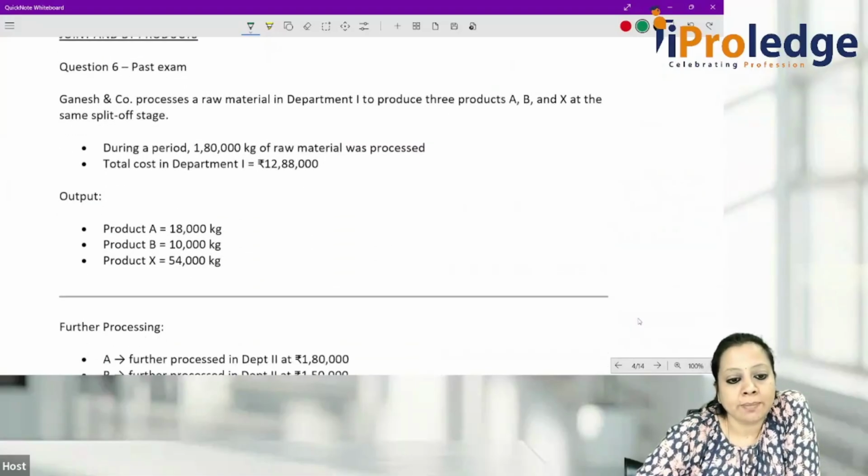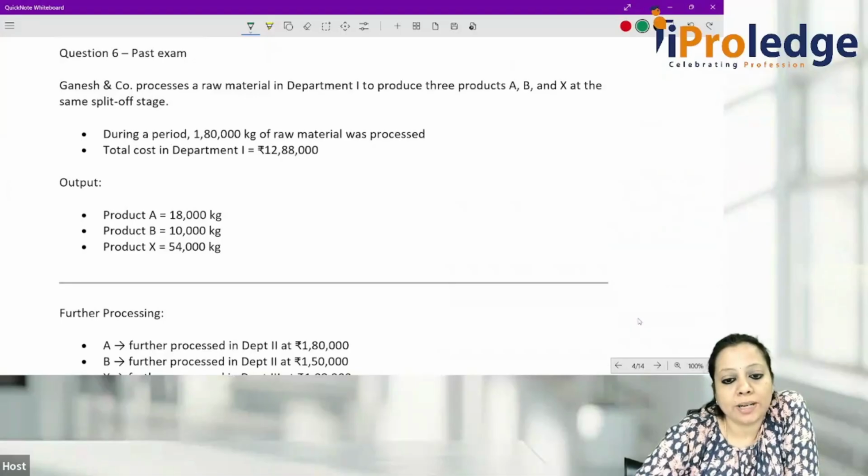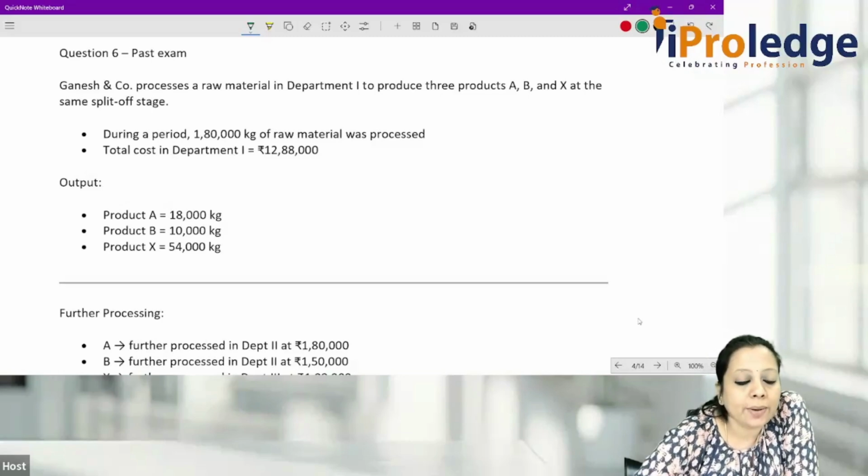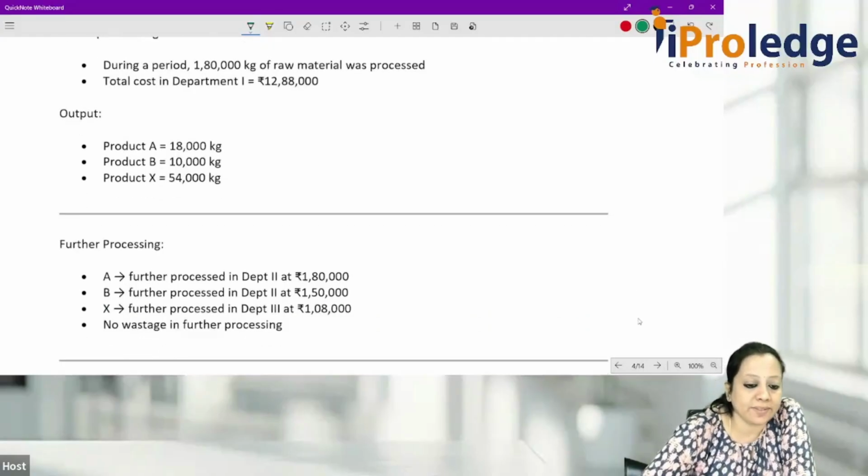Question number 6, past exam. Ganesh and Company processes a raw material in department 1 to produce 3 products A, B, and X at the same split off stage. During a period, 1,80,000 kgs of raw material was processed. Total cost of department 1 is 12,88,000. Product output is A 18,000, B 10,000, and X 54,000. So the output is given.